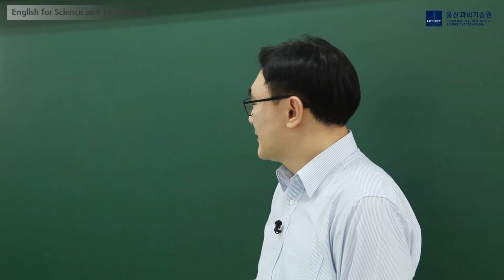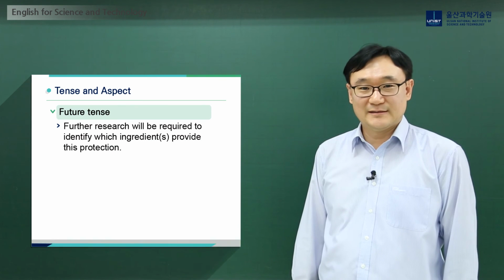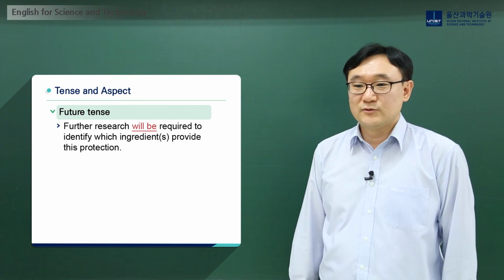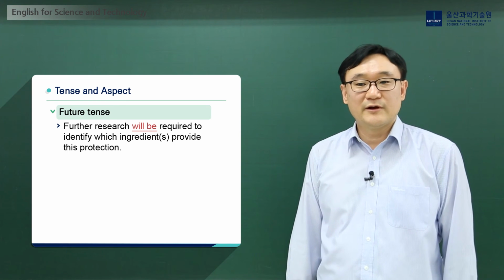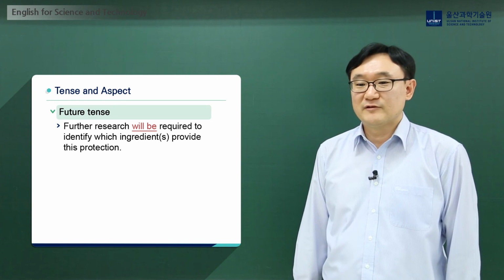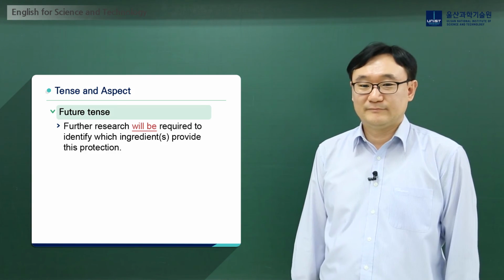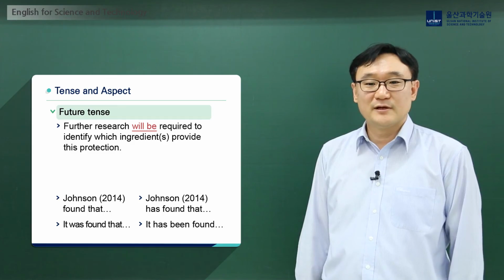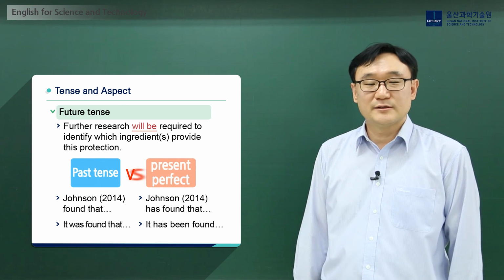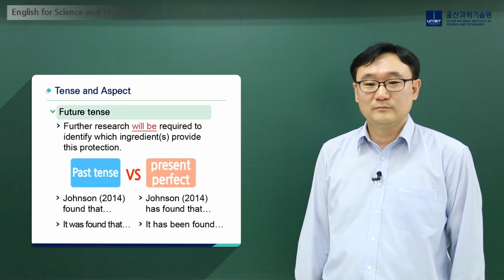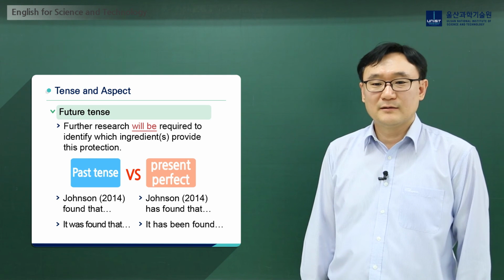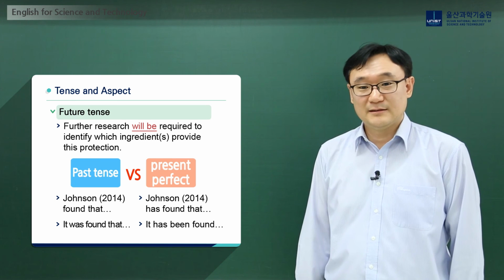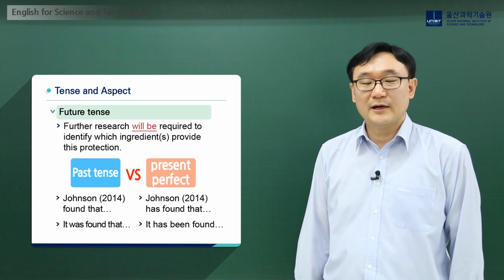In the second example, there's a future tense. The future tense is used to point out further experimentation in the research topic. In the last example, we have the comparison of past tense and present perfect. In scientific writing, it is advised to use past tense because it's simpler and clearer.